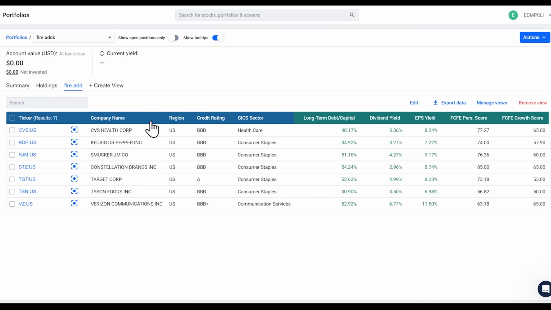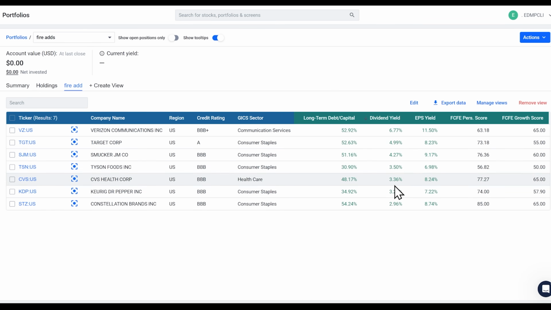So I created a view here to give you some insight. The companies I came up with were CVS Health, Keurig Dr Pepper, JM Smucker, Constellation Brands, the alcohol producer, Target, Tyson Foods, the chicken people, and then Verizon Communications. Now, if you look at the dividend yield spreads, the highest was 6.77%. Here's where I would use Verizon, and I'll explain that in a second, to give me a little higher yield because my goal is 5%.